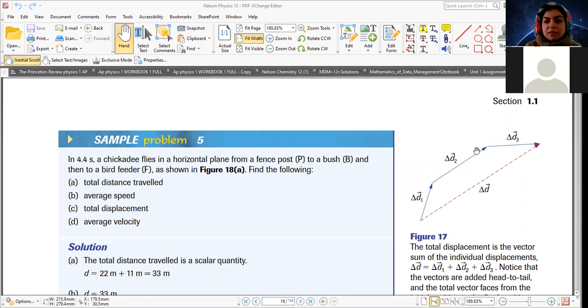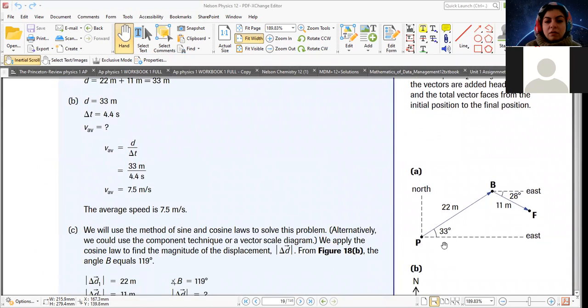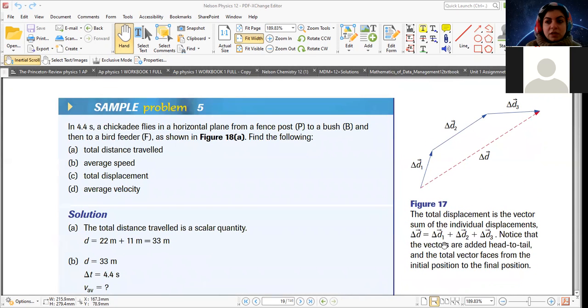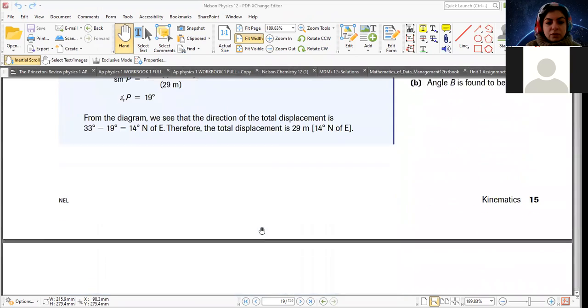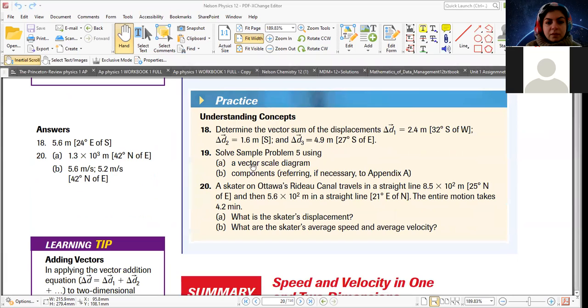One way is just by putting them after each other and finding the overall. But I would like to teach you the other way, which is turning them into components and then adding them up. Just find a good question. So I'm going to go over that with you. I'm going to do question number 18, then you do question 19, then you do question 20, okay?